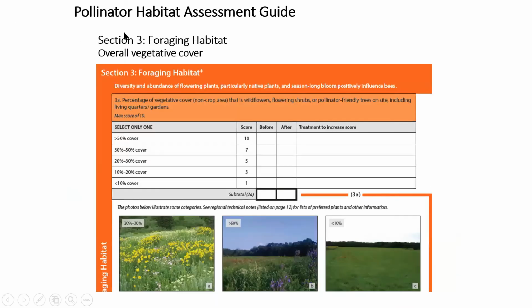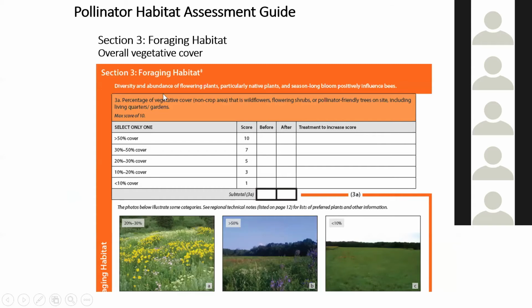Next, you want to focus on foraging habitat. The overall vegetative cover. So what % of your property has flowering plants, particularly native plants? Is it above 50% or below 10%? Most farms are going to be down at the low levels, and we understand that, but our hope is that we assess where we are and then try to increase that.